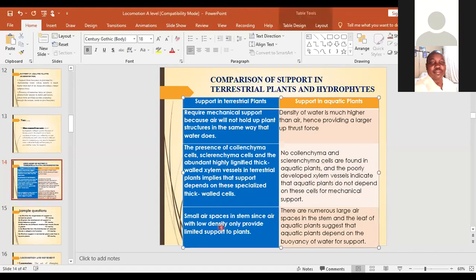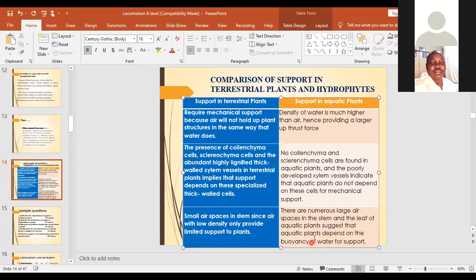Then you'll find that in terrestrial plants, there are very small air spaces in the stem, since the stems have low density. So they only provide limited support. The air spaces in the stems and then in the leaves provide very little support. But in aquatic plants, or hydrophytes, they have large, numerous air spaces in their stems and leaves.